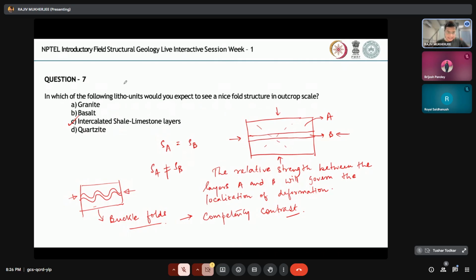So option C is correct, and that is why all the most beautiful exposures of folds you end up seeing are either in gneissic rocks or extremely foliated schist kind of rocks, or these kinds of intercalated shale limestones which are soft rocks to fold, and there is some heterogeneity in terms of the strength of the material, and that is how you will end up having nice exposures of fold.